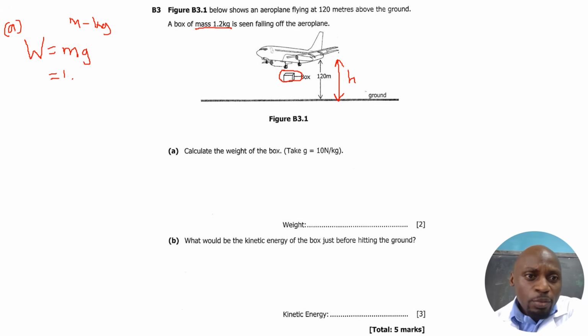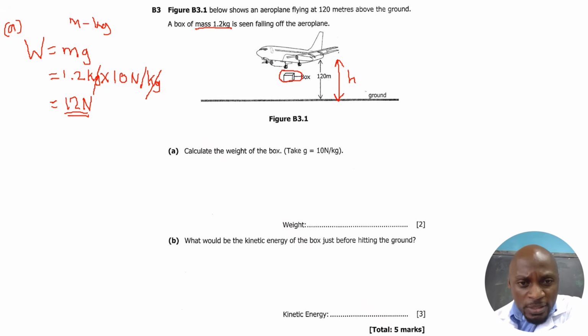So we have 1.2 kg multiplied by the strength of gravity on Earth. We've been told to use 10 newton per kg. What will happen to the kgs is that they will cancel out and we will remain with newtons. So 1.2 times 10 gives us 12 newtons. So that is the weight of the box.